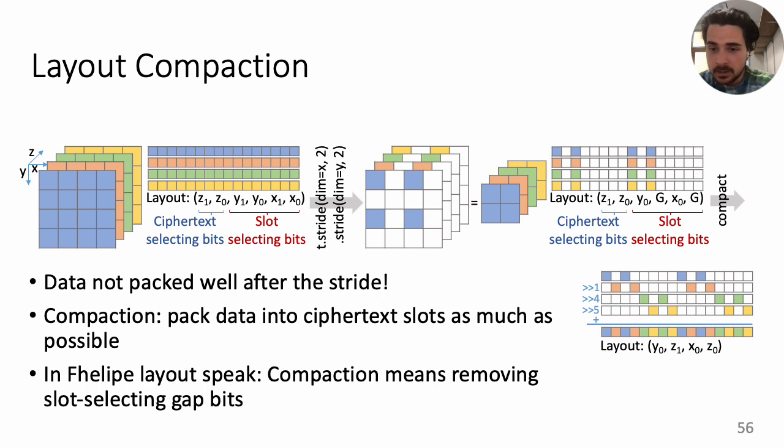In layout language, more generally, compaction means replacing slot selecting gap bits with ciphertext selecting bits. So we see here how Z1 and Z0 took the place of the 2 gap bits induced by the striding. Like strides in this example, many tensor operations introduce gaps in layouts, limiting utilization. Cheap compaction is critical to actually using all the slots in the ciphertext, and Felipe layouts make this easy.